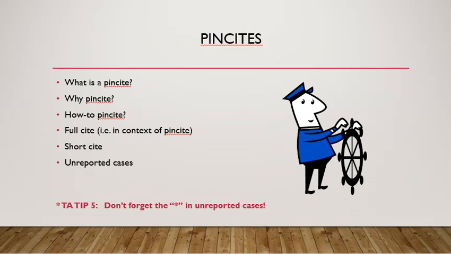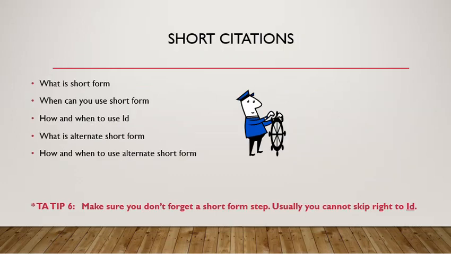We went over pin cites, specifically what is a pin cite, why we pin cite, how to pin cite, and full cites in the context of a pin cite. Short cite and unreported cases. I know that we have also referred to pin cites as pinpoints in these lessons, so those are interchangeable. TA tip number 5, don't forget the asterisk in unreported cases, a very important distinction.